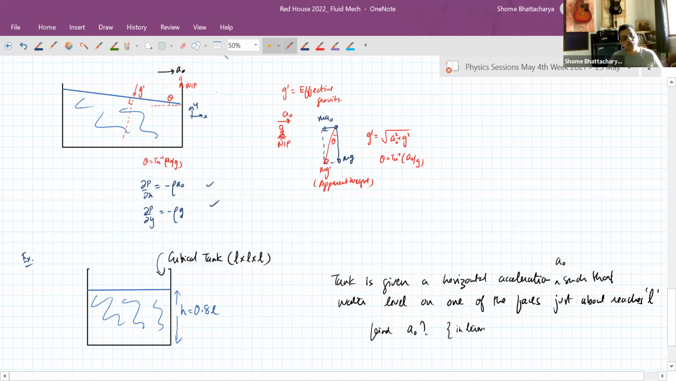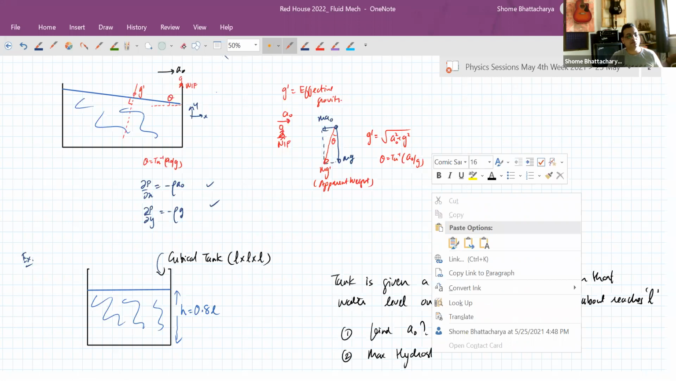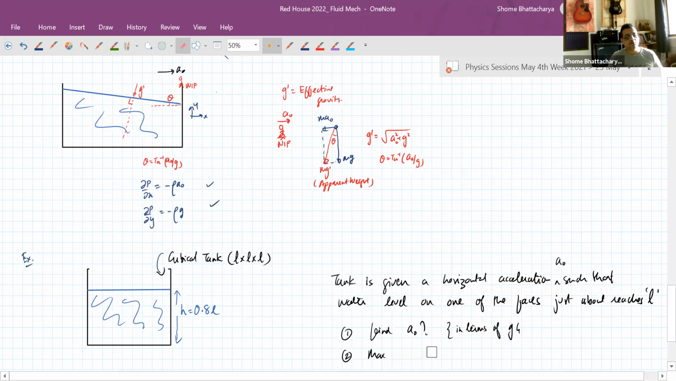in terms of g. And also find the maximum hydrostatic pressure. In fact, the maximum and minimum hydrostatic pressure at any point inside the water in the accelerated tank.